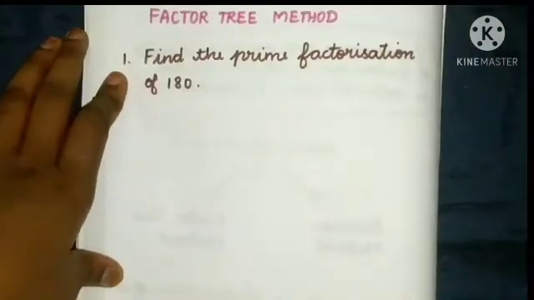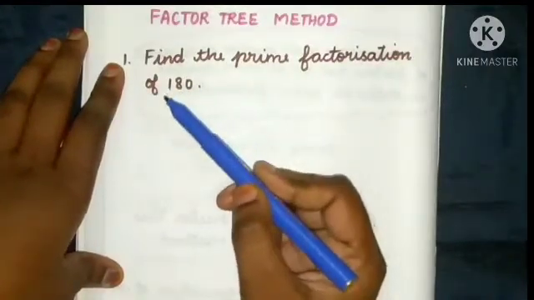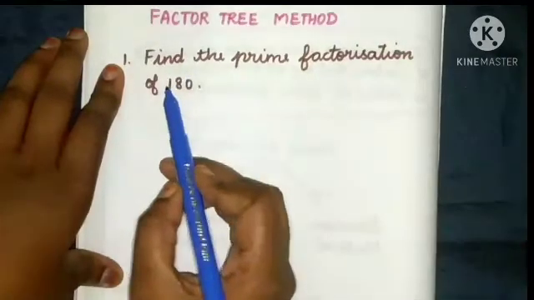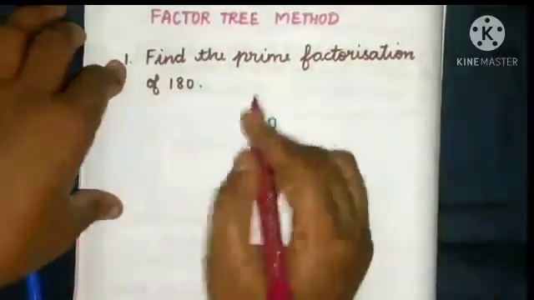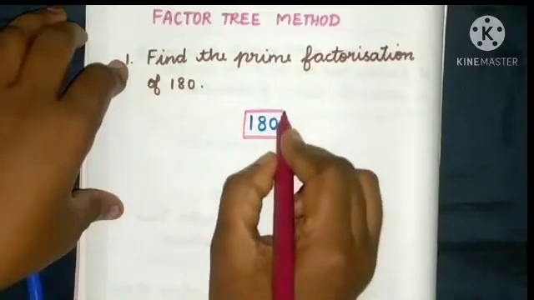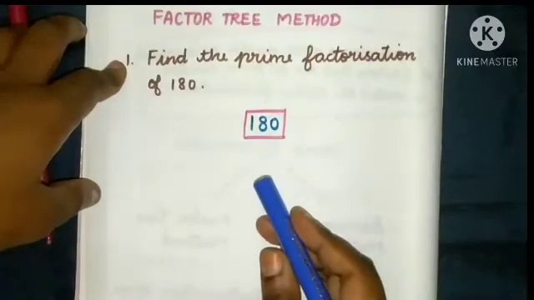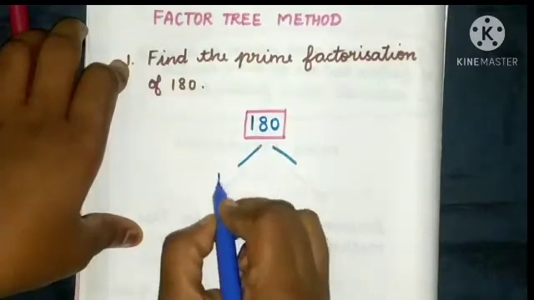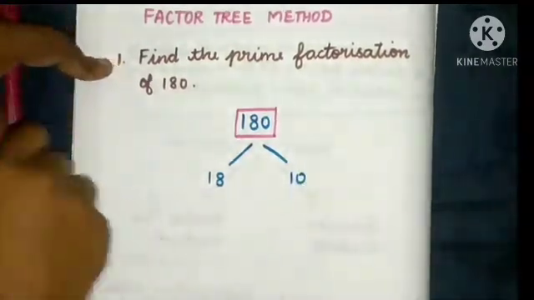Factor tree method. In this method, we break up the number into its factors. Continue the process till we get all the factors as prime numbers. Let us take the number 180 again. 180 can be broken up into many pairs of factors. Let us start with 18 into 10 is 180.